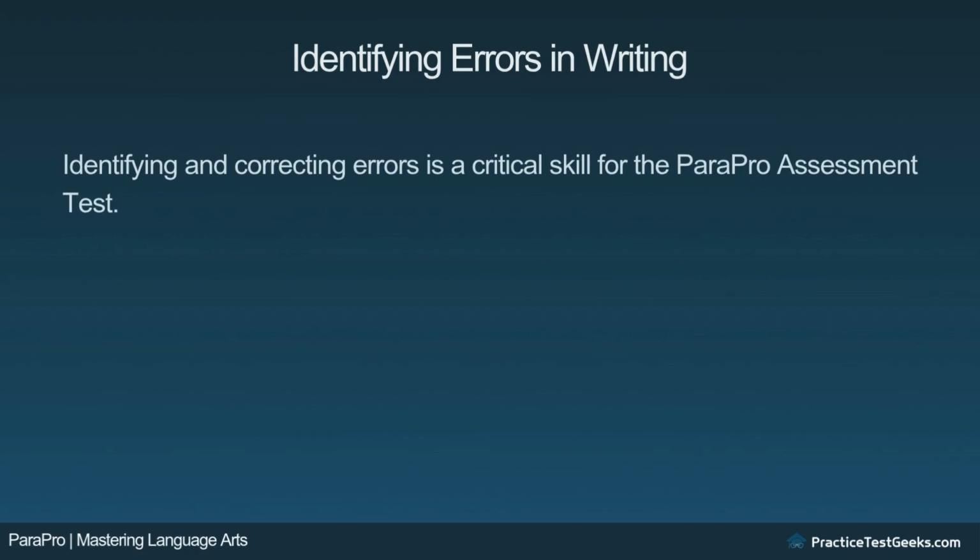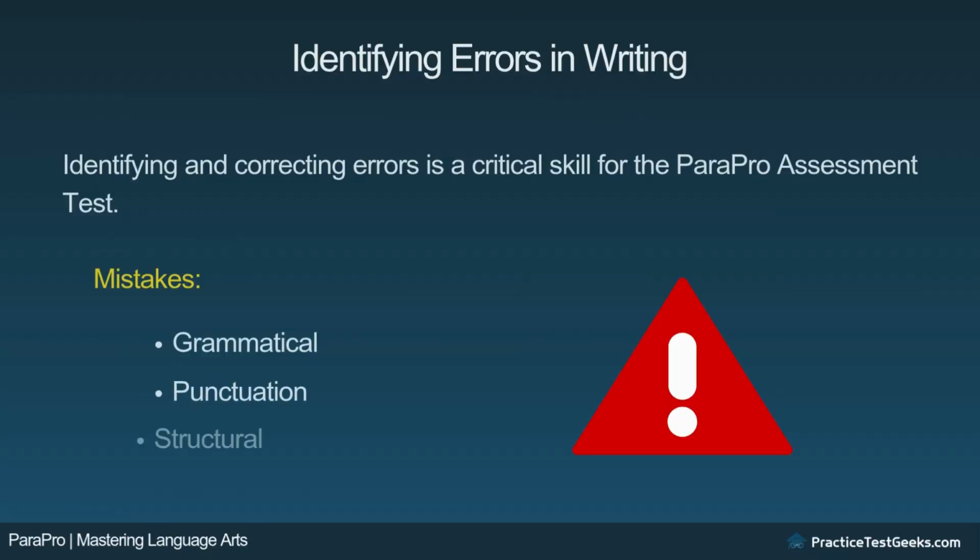Identifying and correcting errors is a critical skill for the ParaPro assessment test. You'll encounter sentences with grammatical, punctuation, or structural mistakes. Here's how to approach identifying and correcting common errors.